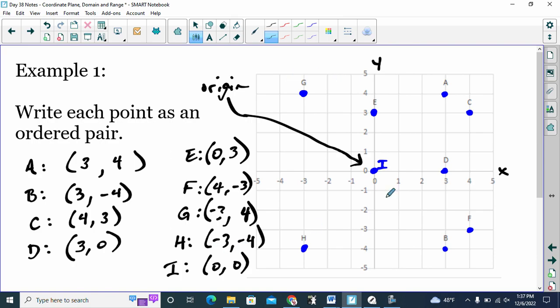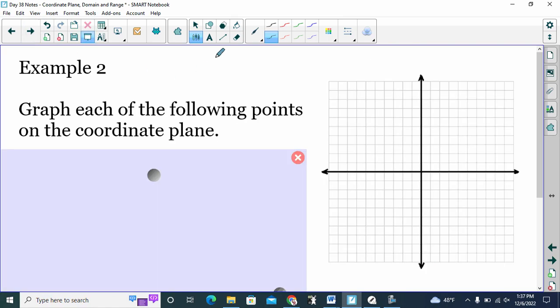So example 1, they gave us points. They asked us to list out the coordinates of each point. Example 2, exactly the opposite. It gives us a coordinate plane, a blank coordinate plane. It gives us the ordered pairs, and we are asked to plot the points.